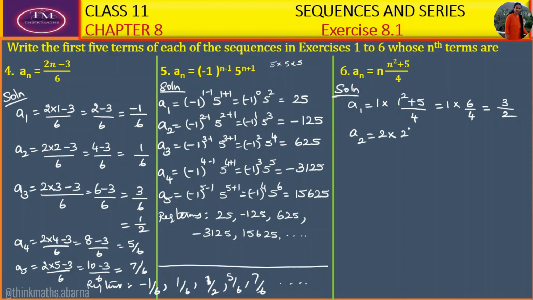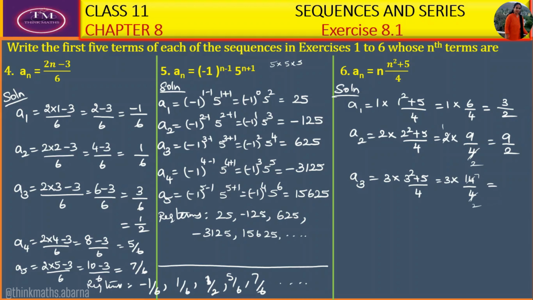Next A2. So 2 into 2 square plus 5 by 4. So 2 into, what is 2 square? 2 square is 4. 4 plus 5 is 9. So it is 9 by 4. You can simplify now. It is 1 2s are 2 and 2 2s are 4. So the answer is 9 by 2. Next A3. 3 into 3 square plus 5 by 4. So 3 into this 3 square, it is 9. 9 plus 5, 14 by 4. Now if you simplify, this is 7 2s are 14 and 2 2s are 4. So 3 into 7 is 21 by 2.